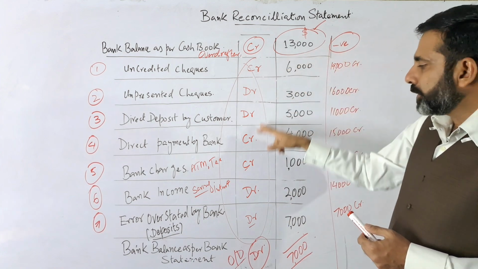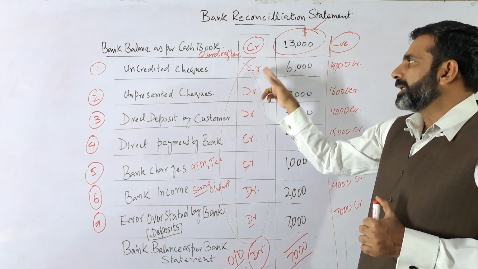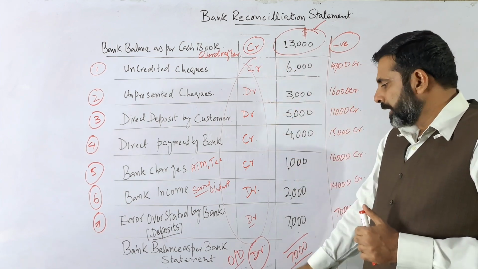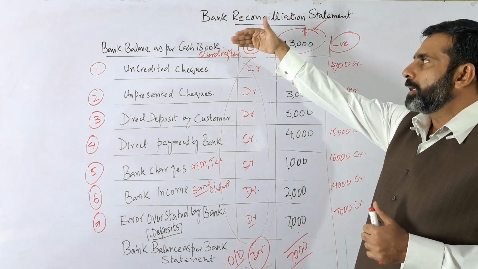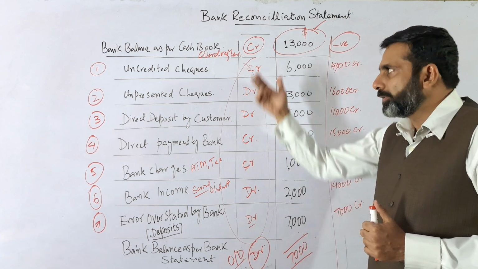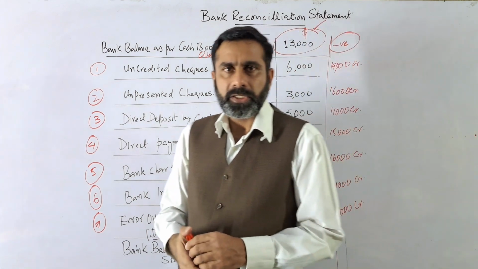Otherwise this credit or debit rules will be same, just we have to consider either it's a credit, so we have to plus, or if it is a debit and credit we have to minus. So in this way we can reach from the cash book to the bank statement, or if we start from the bank statement we can reach here in the cash book. So this is how we are preparing the bank reconciliation statement.